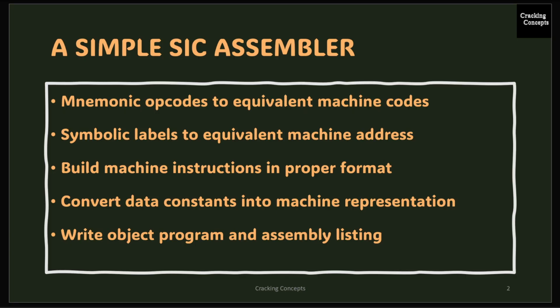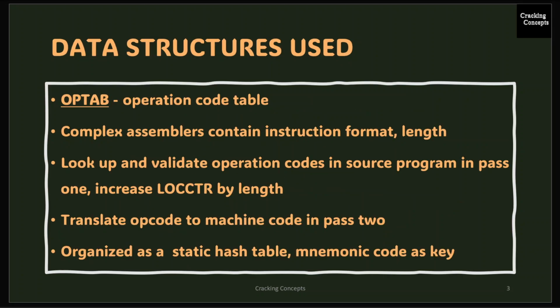Now in case of a simple SIC assembler, the translation of source code to object code needs the mnemonic codes to be converted to equivalent machine codes, the symbolic labels to be converted to equivalent machine addresses, building machine instructions in proper format, converting of data constants into internal machine representation, and writing the object program and assembly listing. Now we'll look into the different data structures used here.